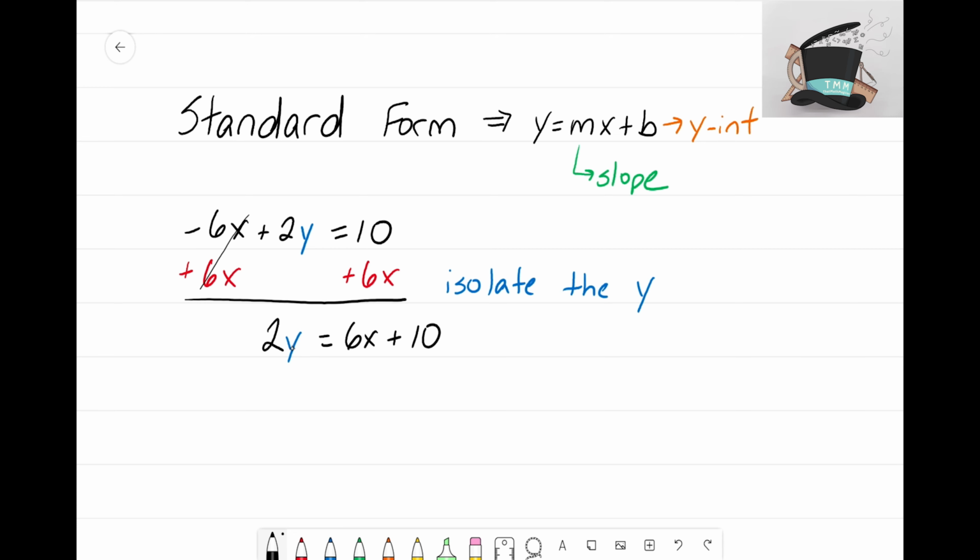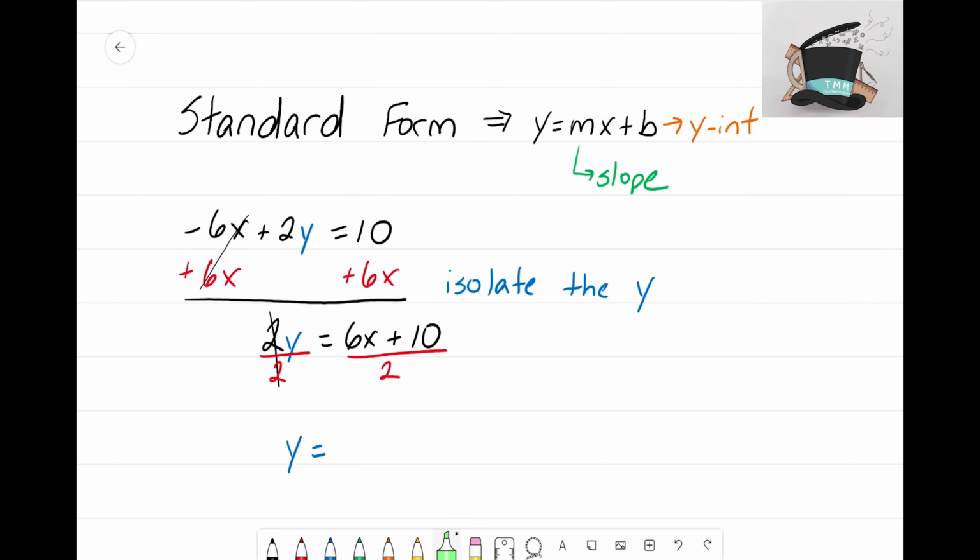Now our last step: I'm so close to having y by itself, but right now I have this 2 multiplying it out in front. So to get y by itself, all I need to do is divide both sides by 2. And by doing that, the 2's on the left cancel, and now I'm just left with my y on the left side. Now you need to be careful here. When we're dividing the right side by 2, every term is going to need to be divided by 2.